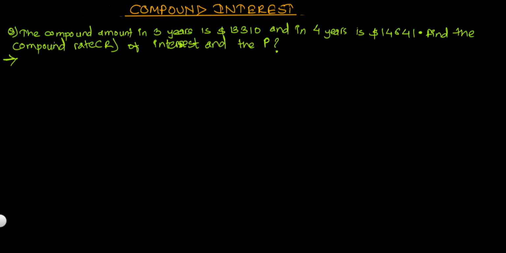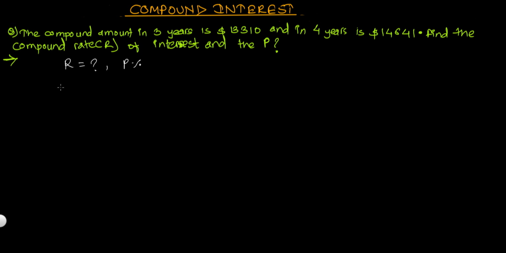Now let us see one more problem regarding compound interest. The compound amount in 3 years is $13,310 and in 4 years is $14,641. Find the compound rate R of the interest and the P. So we are supposed to find R and we are supposed to find P.